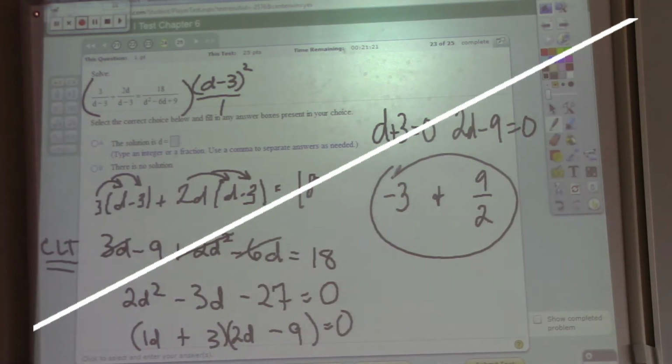Now what does it say? It says use a comma to what? Separate your answers. So I don't want you to forget that. So that'd be negative 3, comma, fraction bar, 9 over 2. Why am I not making it a mixed number? Because is there a unit of measurement in your question? The only time you use a mixed number in real life is when you have a unit of measurement.